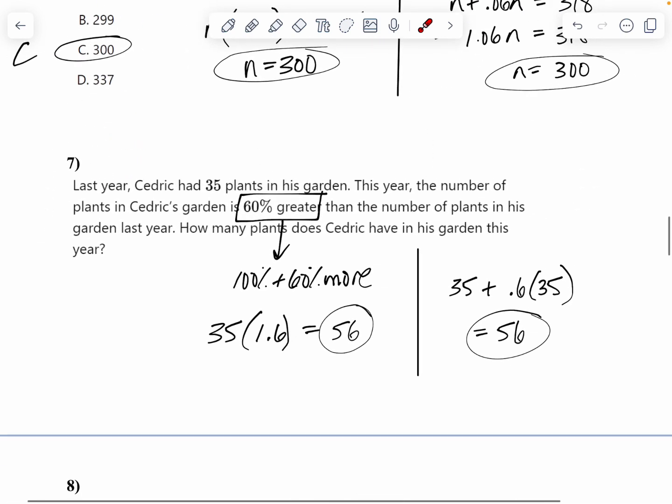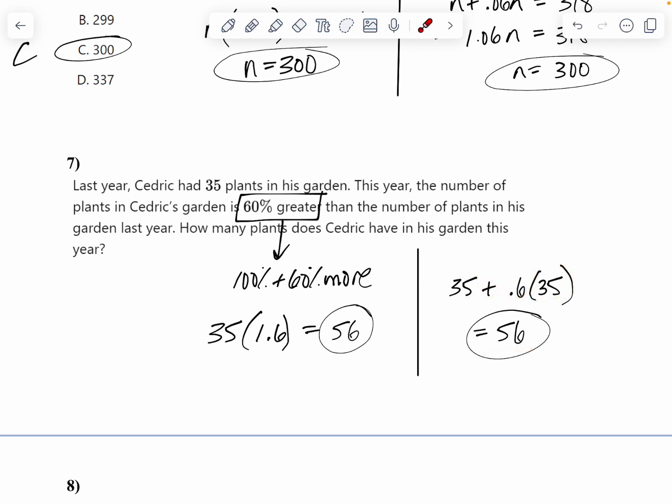Okay, last year Cedric had 35 plants in his garden. This year the number is 60% greater. So again, we're doing an increase here. That means he is having 100% of his original plants plus 60% more. So I'm taking the original number and I'm multiplying it by 1.6. That means now he has 56 plants. How about this one? If you're using a formula, you have your original amount plus 60% of the original amount, and we still get 56, okay?